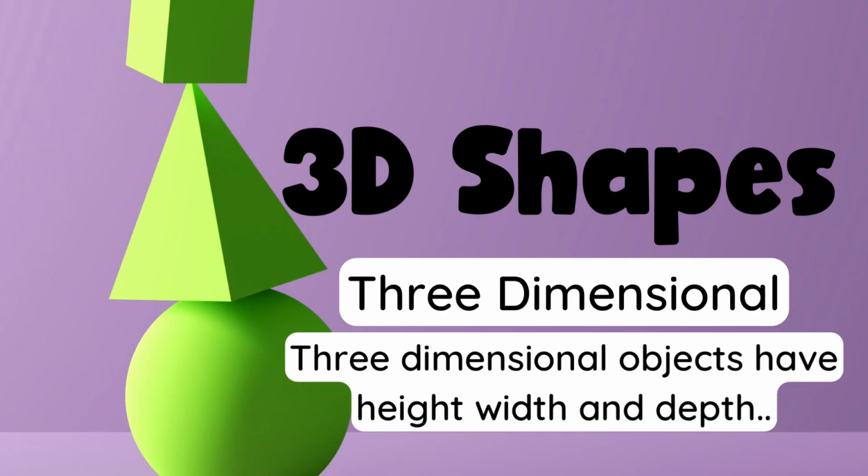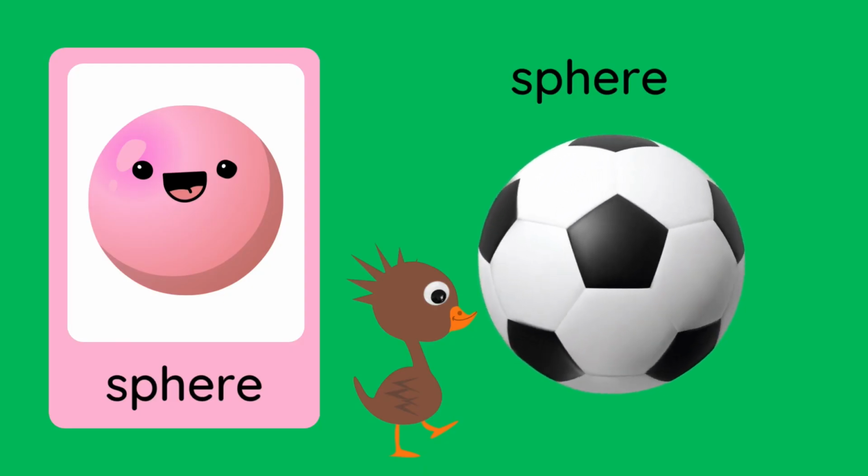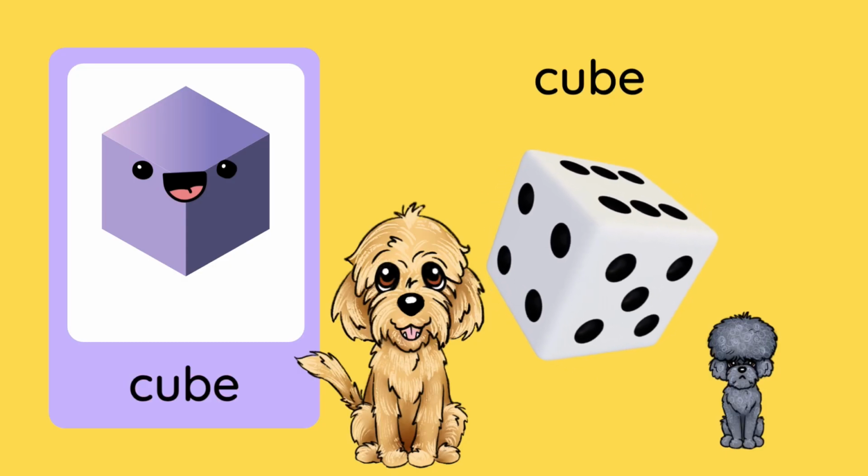3D shapes, three-dimensional. Three-dimensional objects have height, width, and depth. Sphere. A sphere is like our favorite sports balls. Cube. A cube is like dice for your games.